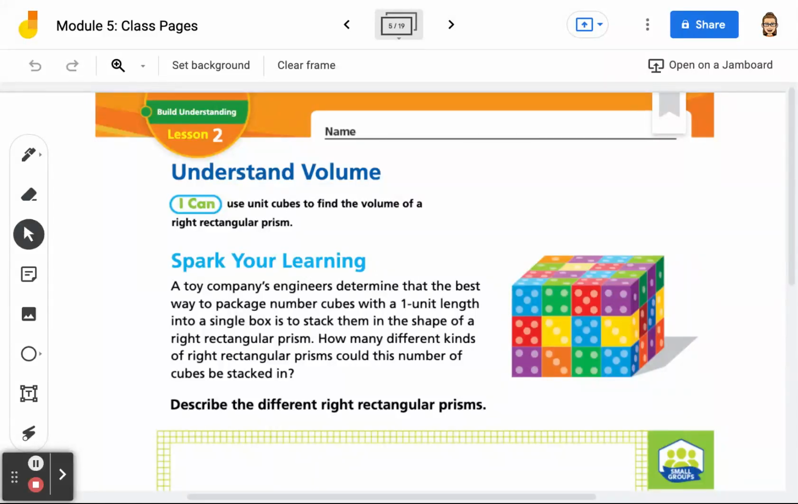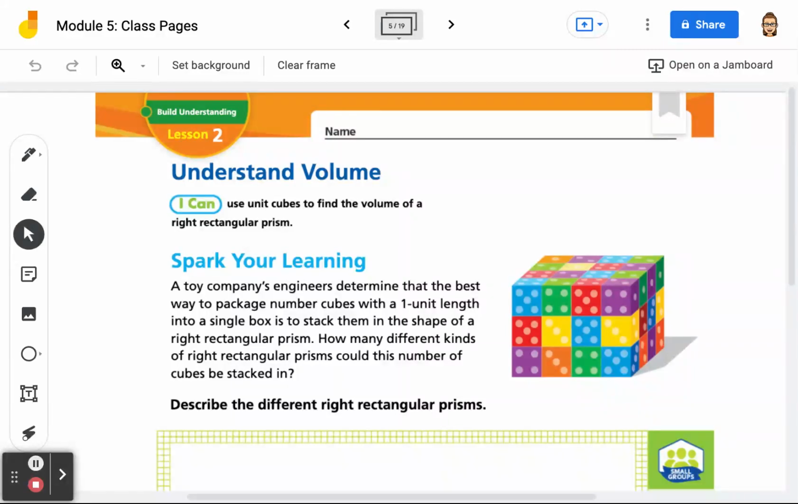Hello, mathematicians. Today we are looking at Module 5, Lesson 2, Understand Volume. Hopefully by the end of this lesson, you'll be able to use unit cubes to find the volume of a right rectangular prism. We're going to start by looking at the spark you're learning.